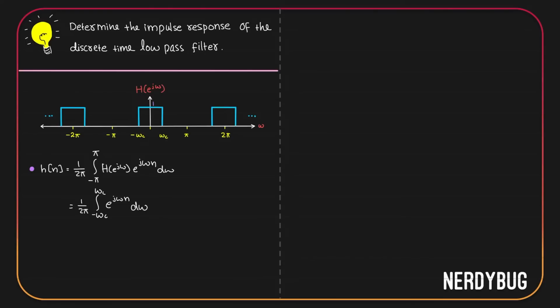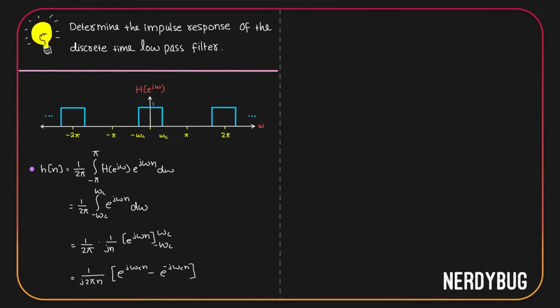So we have to integrate an exponential function. This will be equal to 1 by 2 pi integral of e raised to j omega n with respect to the variable omega. So the coefficient of omega here is jn. Therefore, the integral will become 1 by jn e raised to j omega n, giving the limits from minus omega c to plus omega c. So we can write 1 by j 2 pi n, giving the upper limit e to the power j omega c n minus giving the lower limit e raised to minus j omega c n.